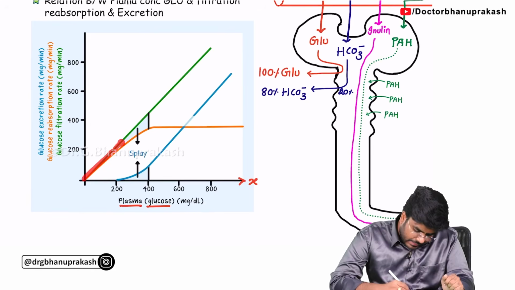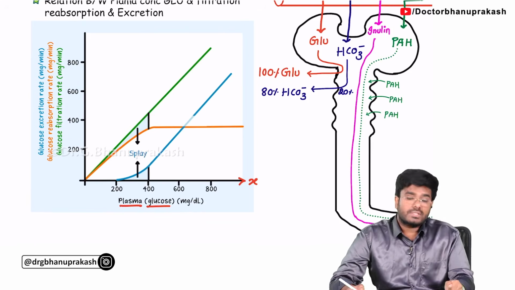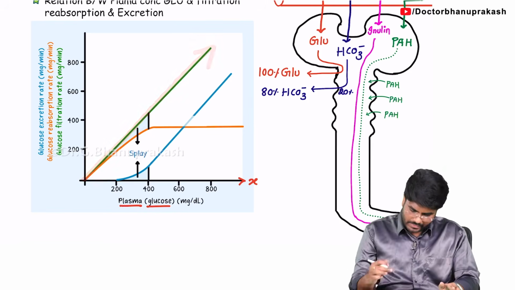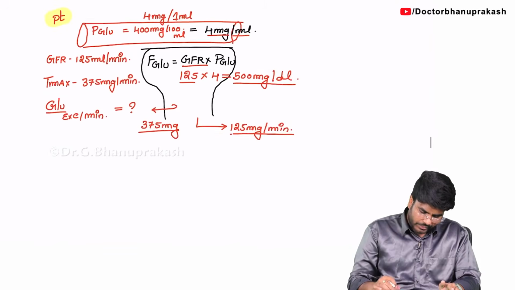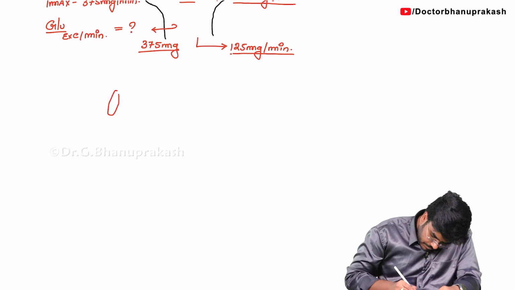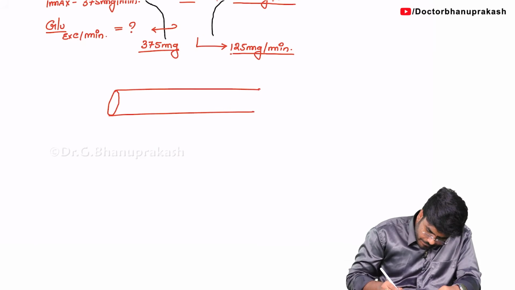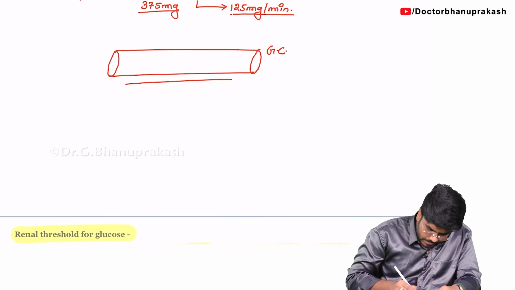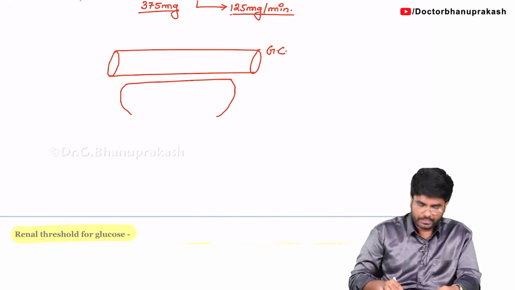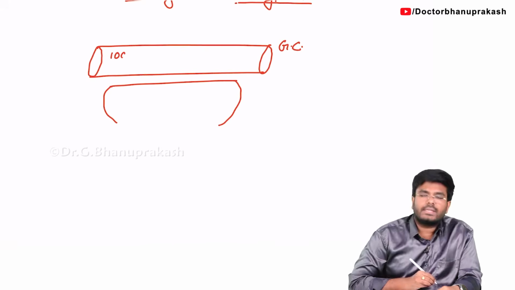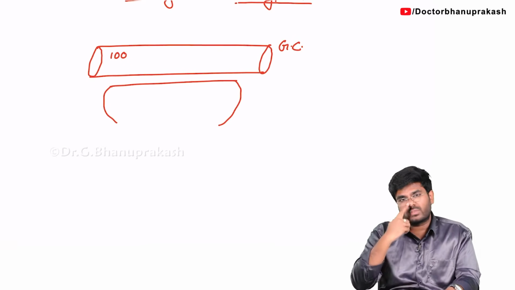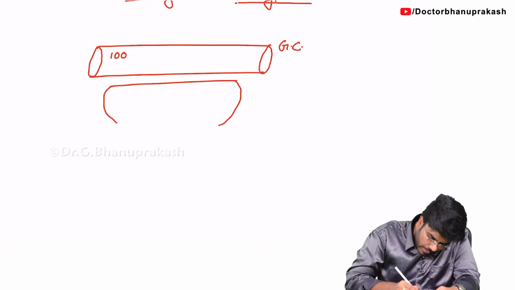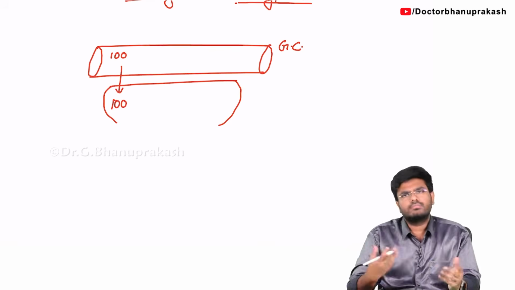Now what is this green color curve representing? Green color curve is what, sir? See, it's like a straight line, directly proportional. Students, I am asking you, you tell me. Here, this is the glomerular capillary. Down here, what is this? Bowman's capsule. Now I am keeping 100 molecules of glucose, for example purposes. Tell me, glucose is a freely filtered substance, yes or no? Freely filtered, sir. You keep 100 molecules. How many molecules of glucose will be filtered? 100 will be filtered.